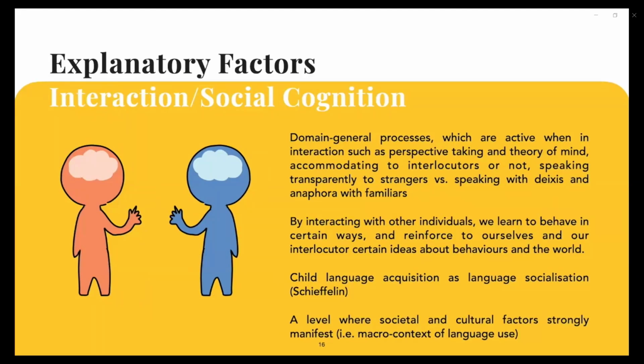So our ability to take the perspective of our interlocutor when we're speaking, things like theory of mind, so our ability to know what our interlocutor does or does not know about the world. The fact that people will often accommodate to their interlocutors in terms of linguistic skill or speech style, or people may reject accommodation. So mirroring the patterns of their interlocutor.